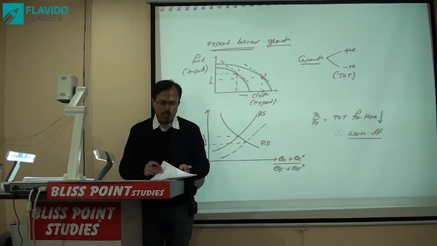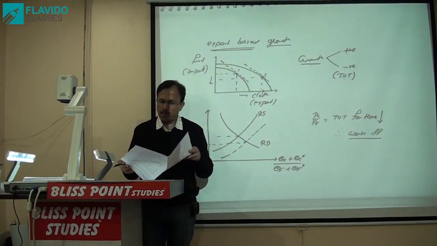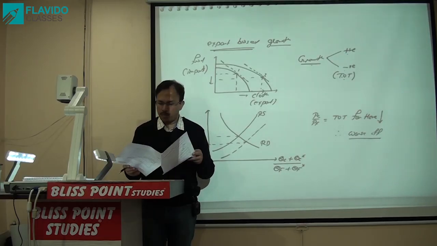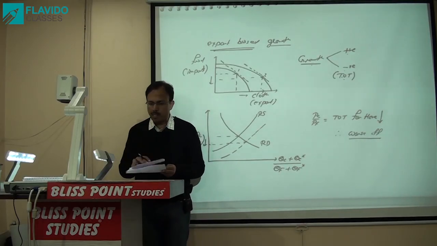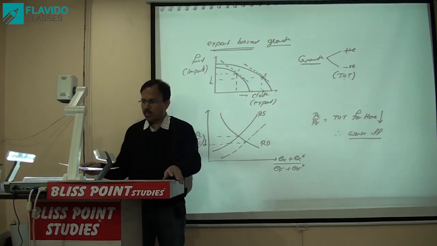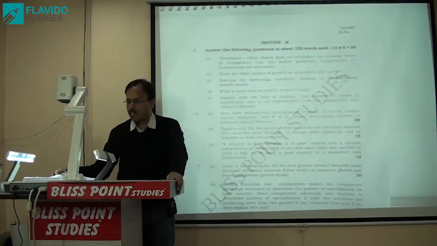So in that first compulsory question, there were 3 questions from international trade and 2 questions from growth and development. In that first compulsory question, 3 from international trade and 2 from growth. Now first, do all international trade questions.